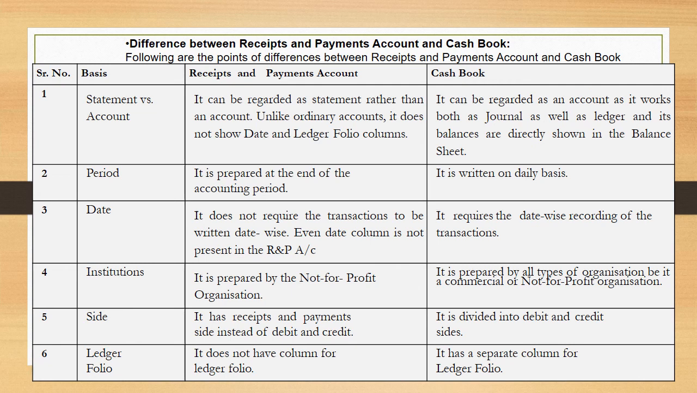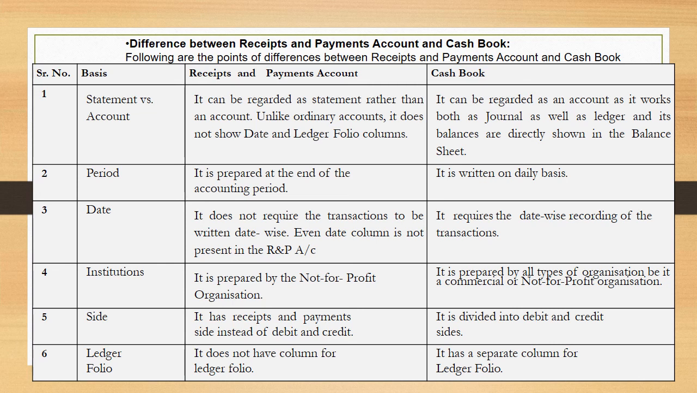Fourth difference is institution. As we know, receipt and payment account is prepared by not-for-profit organizations, whereas cash book is prepared by profit-making business organizations, except not-for-profit organizations.